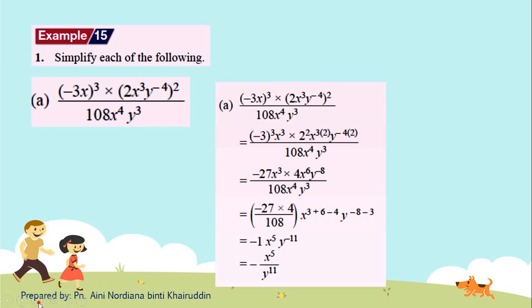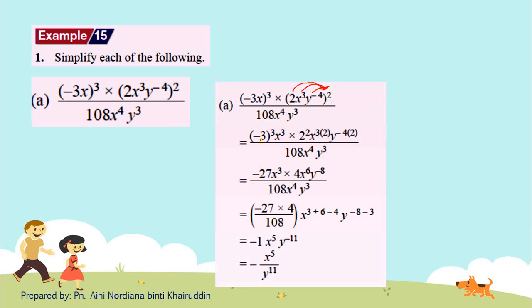So let me use my pen. You have to take out all the numbers in the brackets. So this is 2 to the power of 4, 2 to the power of 2, x to the power of 3 times 2, y to the power of negative 4 times 2. For the denominator, it remains unchanged.